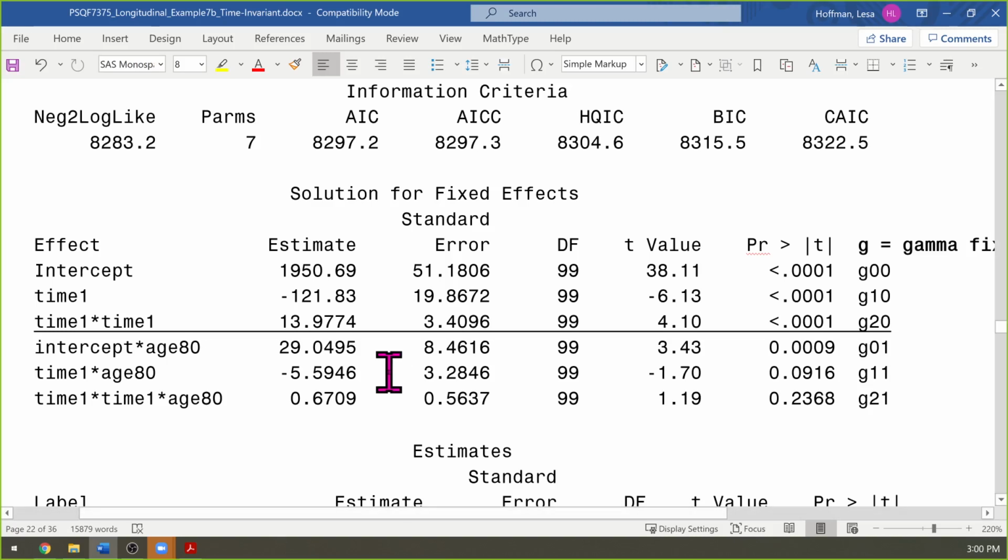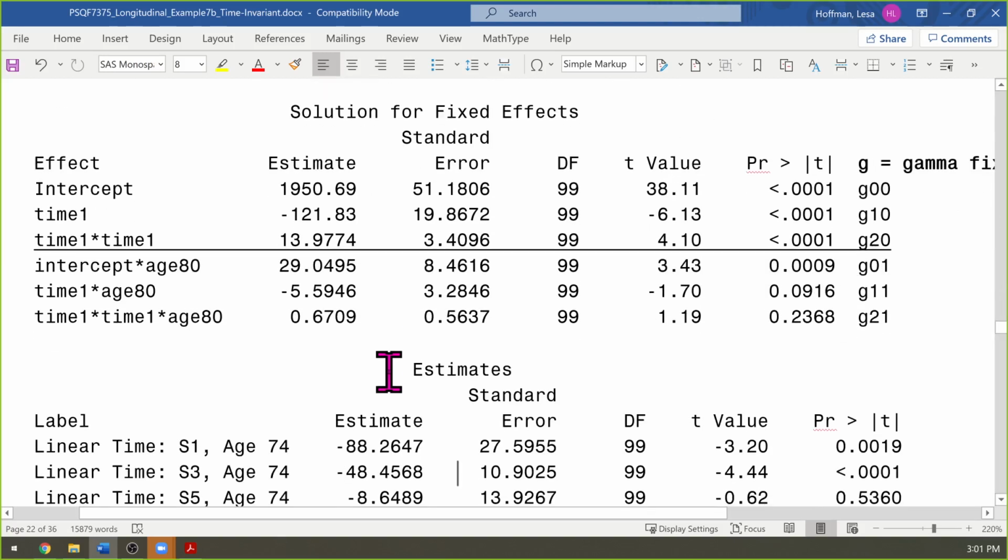Now, the other way of talking about it is what happens to differences between people of different ages. Does age matter more at the beginning of the study than it does at the end? So if we flip this on its head, start with this one and talk about what happens to that coefficient. 29 is the slope of age at session 1. For every year older you are at session 1, you're slower by 29 milliseconds.